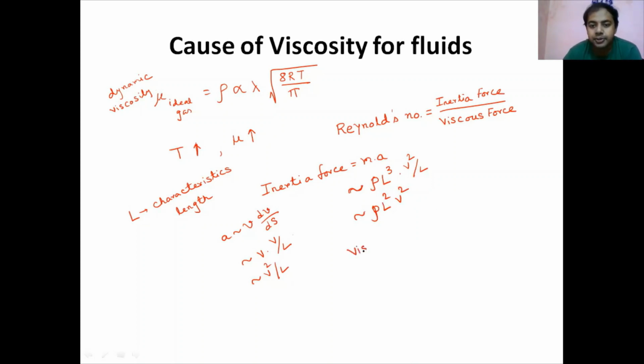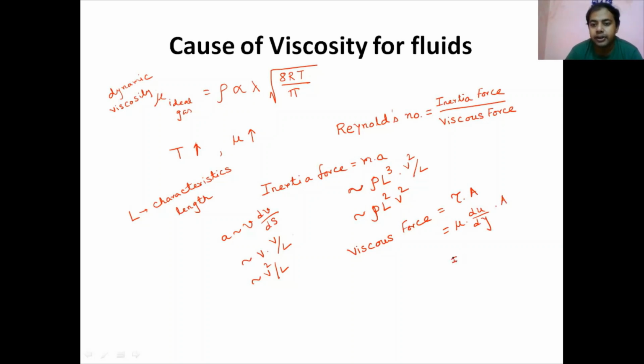What about the viscous force? Viscous force is nothing but the shear force. Shear force means shear stress into area. Stress we can write as mu du/dy, if it is a Newtonian fluid. I am coming to Newtonian fluid later. Those fluids which obey Newton's law of viscosity are known as Newtonian fluids. Those that do not obey are non-Newtonian fluids. Just two classifications. So let us think it is a Newtonian fluid, and it obeys Newton's law of viscosity.